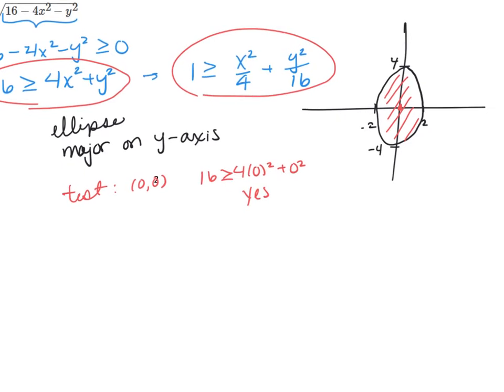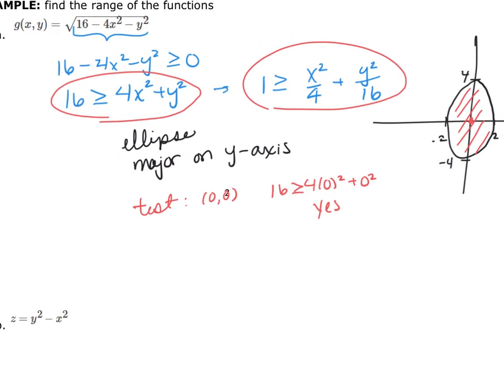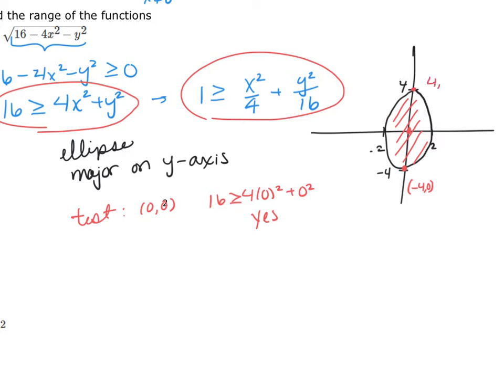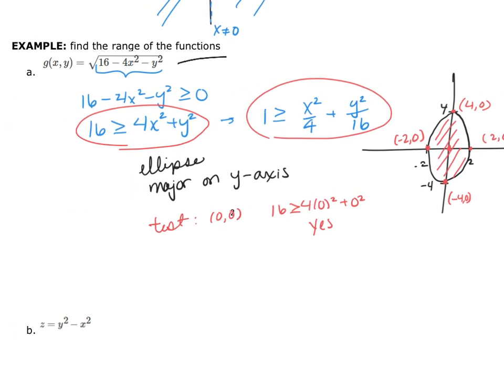Now, looking at this, if this is my domain and I get the endpoints, the highest x value I'm going to get is 2, and the highest y value I'm going to get is 4. So this ordered pair right here is (0, -4). This ordered pair is (0, 4). This ordered pair is (2, 0). And this ordered pair on this edge is (-2, 0). So let's take a look and see what happens when I put these ordered pairs into this.